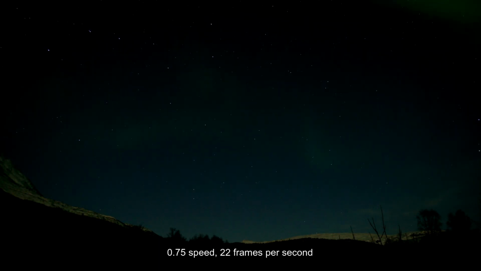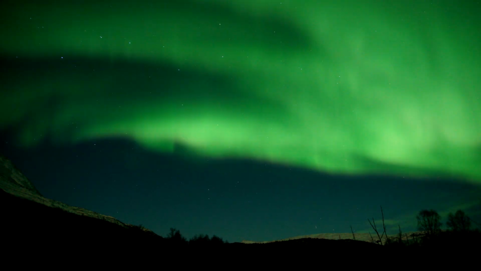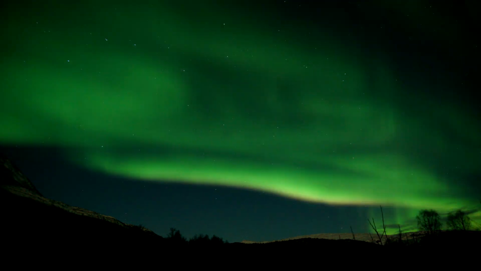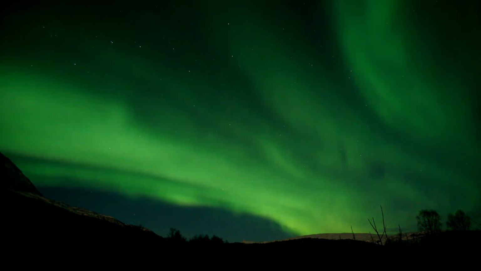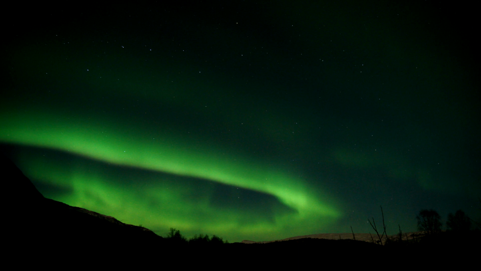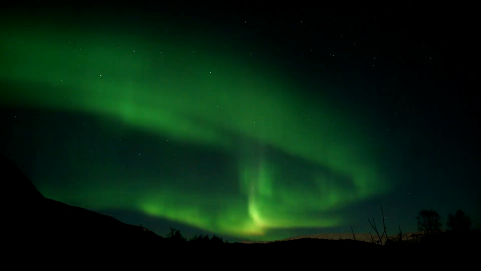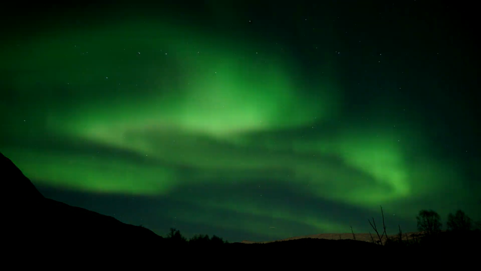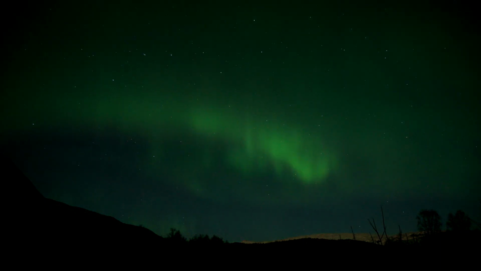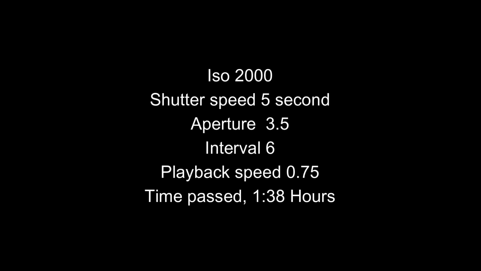So this first example has got an ISO of 2000, shutter speed 5 seconds, aperture 3.5, an interval of 6 seconds. So this interval is the time between taking pictures, and the shutter speed is 5 seconds. So 5 seconds the shutter is open, and then there's 1 second for it to save the image, and then the next image starts to take itself. And then this is shown in playback speed of 0.75.